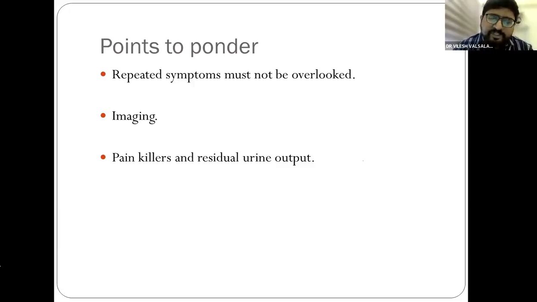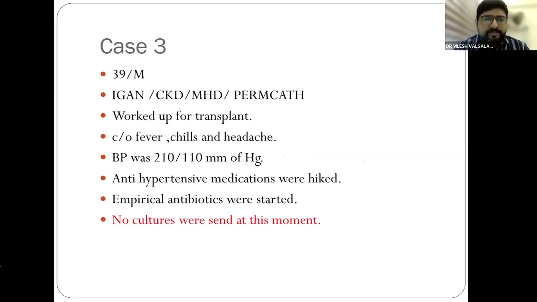These are the clinical signs which you can pick up to understand this is a different pathology than the one which you are considering. Imaging is definitely important because it helps us in identifying the cause. And painkillers, very important. Whenever you are giving painkillers, you should always find out whether the patient has residual urine output. If it is present, we should try avoiding high-end NSAIDs and confine our drugs to paracetamol and tramadol. So with this, we come to case number 3.